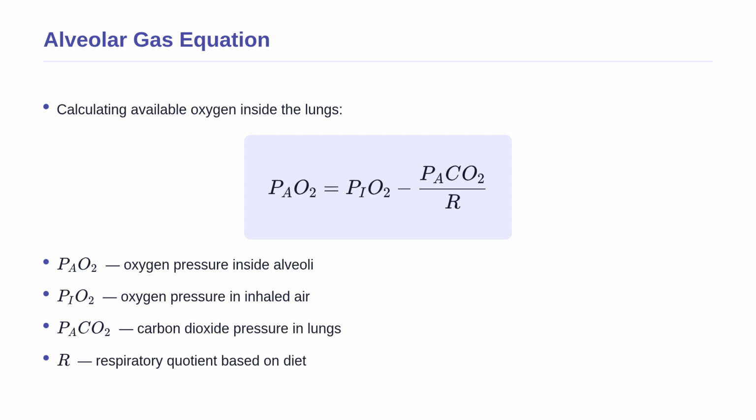PiO2 is the oxygen pressure in the fresh air you inhale. PaCO2 is the carbon dioxide pressure your body dumps into the lungs. Finally, R is the respiratory quotient. If carbon dioxide production increases, the available oxygen in the alveoli physically decreases.